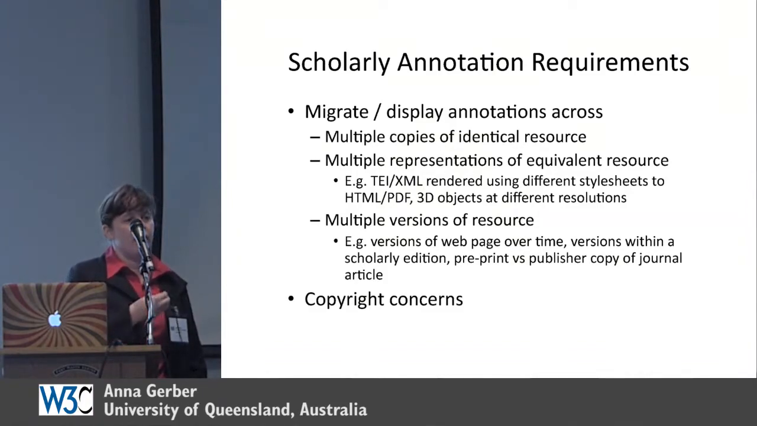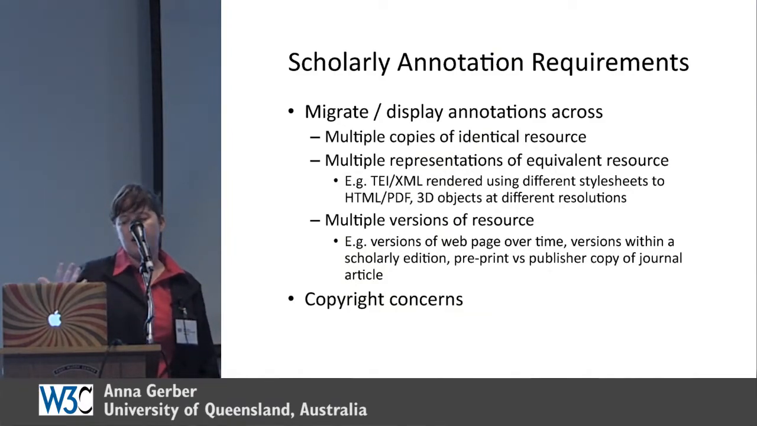And particularly where we've got different actual file formats, so rendered to PDF versus HTML, and different resolutions. So a 3D model might be scaled down for web use, but the researchers are looking at a high-resolution version of that model. And then one that perhaps is more interesting for scholars is different versions of that resource. So particularly in literature where you've got a work that changes through the manuscript and the different editions of that work, you need to be able to annotate say the first version and have those annotations be able to potentially be displayed on future versions of that. And another example is where you've got something like the preprint version of a paper versus the actual publisher copy. So being able to migrate those annotations across.